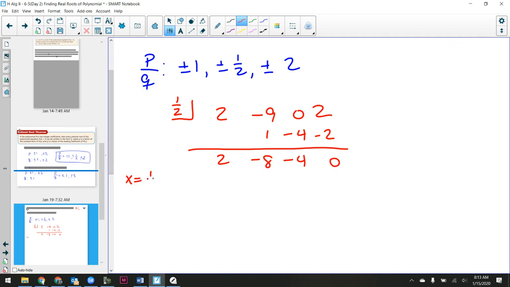So that means I could say x equals 1/2, right? Does anybody know the factor that corresponds to that root? I don't want to say x minus 1/2. What would I say instead? Think about this. What would I do to get the denominator to go away? 2x minus 1 would be the corresponding factor. Because wouldn't that generate a 1/2? So that means we got 2x minus 1 times 2x squared minus 8x minus 4.